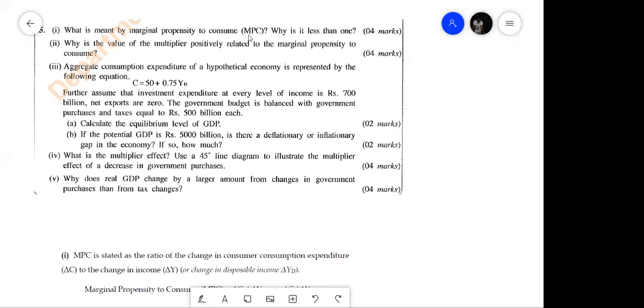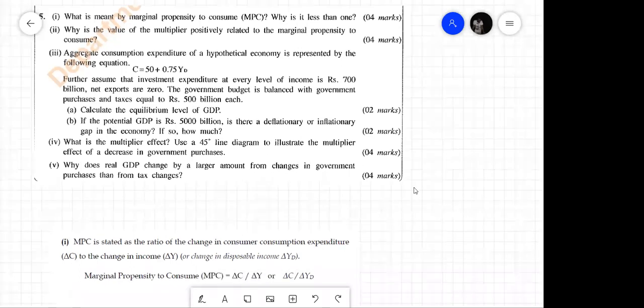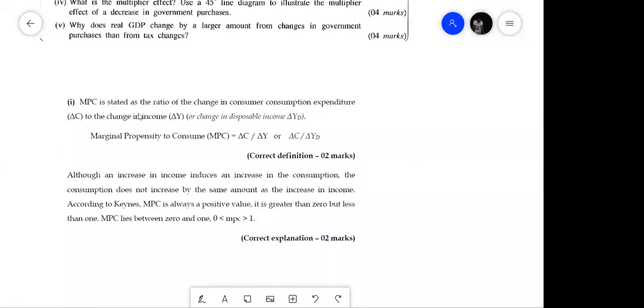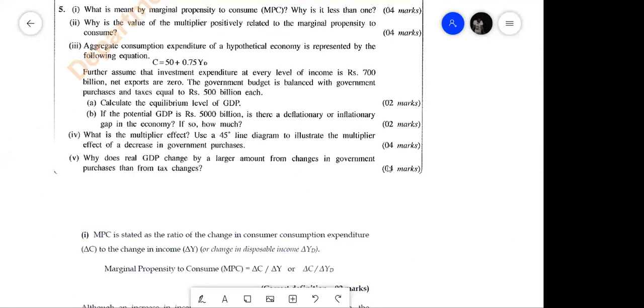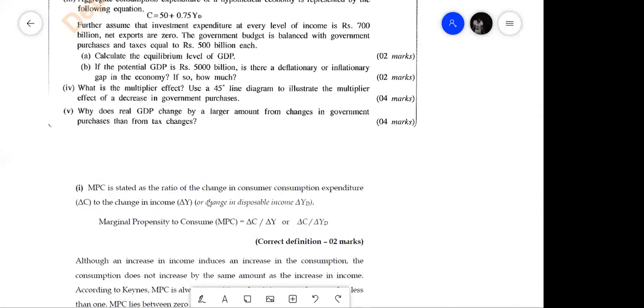Okay, what is meant by MPC? That we know, marginal propensity to consume. For 2 marks, you can explain that. MPC is the change in consumption divided by change in income. That means when your income increases, the part of it which you spend on consumption. Look at the actual marking scheme: you get 2 marks for your definition, saying that it is the ratio of change in consumption expenditure to a change in income. Put the equation, 2 marks there, that you all know.